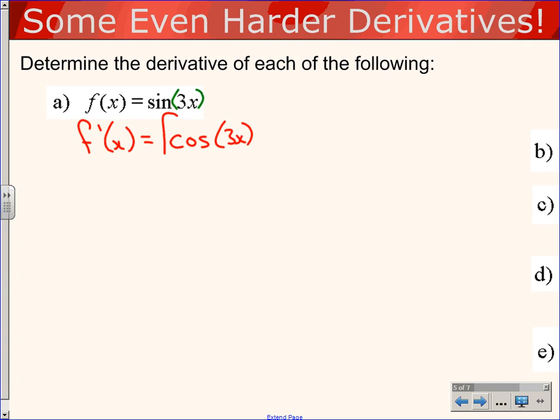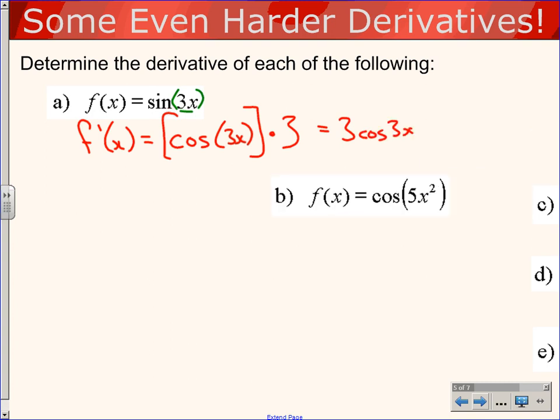So that whole thing in these square brackets, which you don't really need, that's the derivative of the outside. Cos of 3x. The derivative of sine was cos, and what was inside the sine was 3x, so I leave it there. The chain rule says now I have to multiply by the derivative of the inside. The derivative of the inside, 3x, is 3, so we multiply by 3. I suppose you'd simplify and write it this way: 3 cos 3x, if that makes sense.